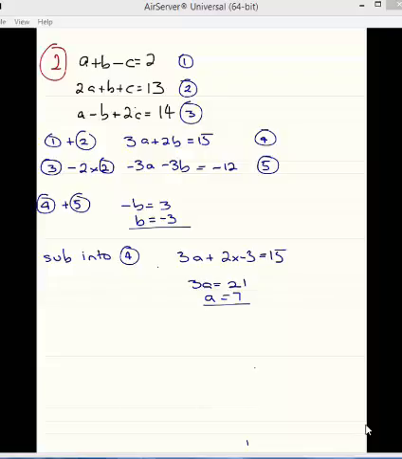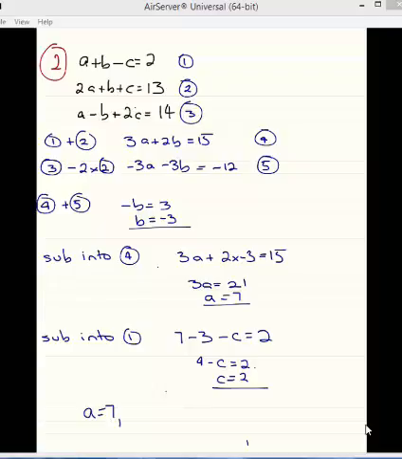So now I know what a and b are. I can take both of those values and substitute them into equations 1, 2, or 3 to get the solution. I'm going to do equation 1 because it's just a and b and c, and that just makes it easier. So we're going to substitute back into equation 1, and I get a plus b minus c is equal to 2. So 4 minus c is equal to 2, so c is equal to 2. And there are your three solutions. So a equals 7, b equals negative 3, and c is equal to 2.